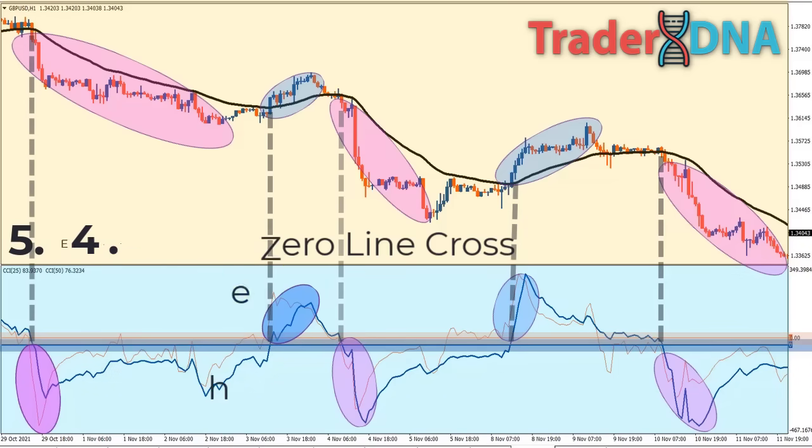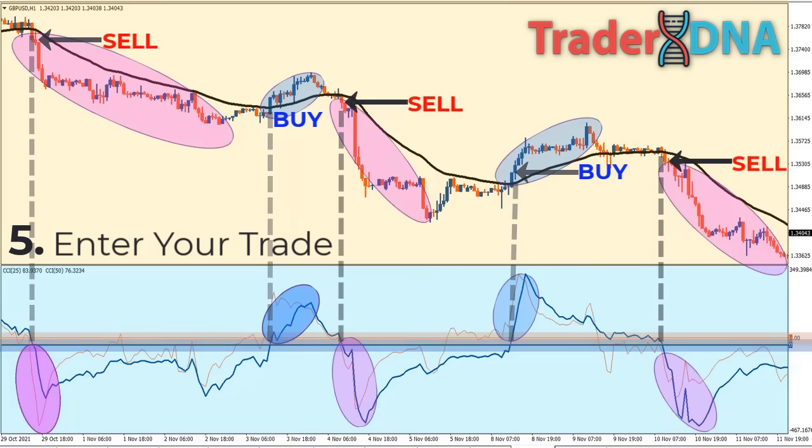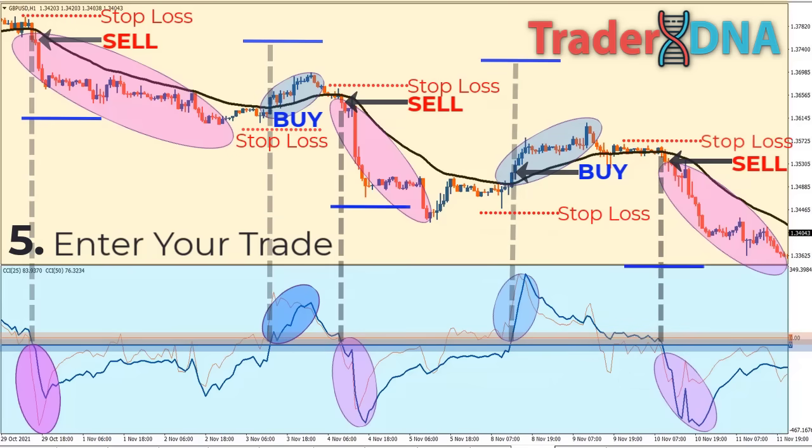Step number 5. Enter your trade. Enter your trade when the high or low of the entry bar, or the bar when the 50-bar CCI crossed the zero line, is broken by a subsequent bar. As soon as your entry order has been filled, make sure that your trading software has placed your target and stop loss orders, or place them manually if necessary.